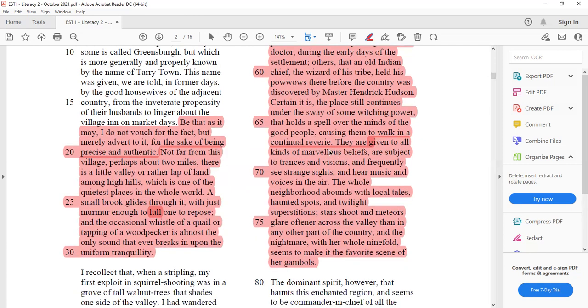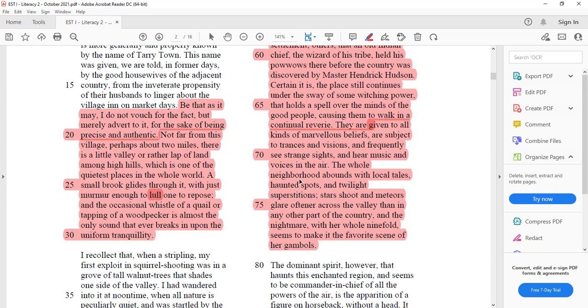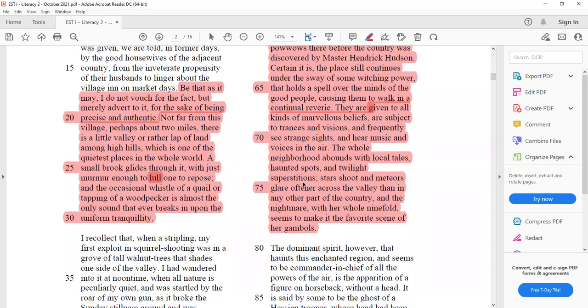He's describing the land and its people, who are subject to trances and visions, and frequently see strange sights, and hear music and voices in the air. The whole neighborhood abounds with local tales. He's talking about the land, the place, haunted spots, and twilight superstitions. Stars shoot and meteors glare. It's a nice place, oftener across the valley than in any other part of the country. And the nightmare, with her whole ninefold, seemed to make it the favorite scene of her gambols.